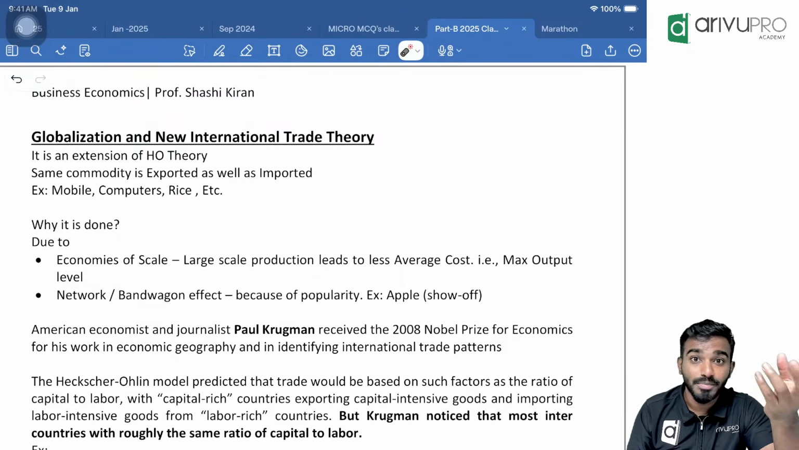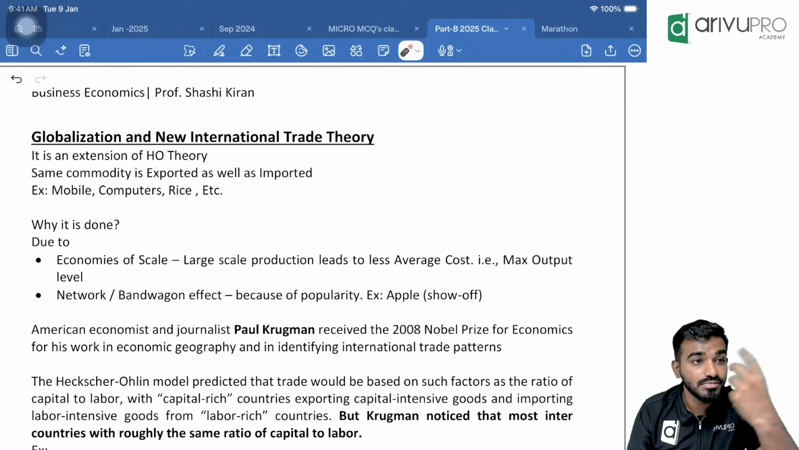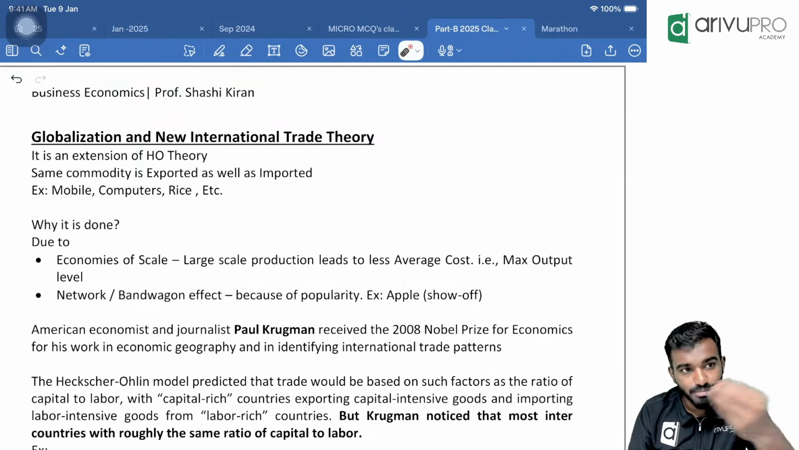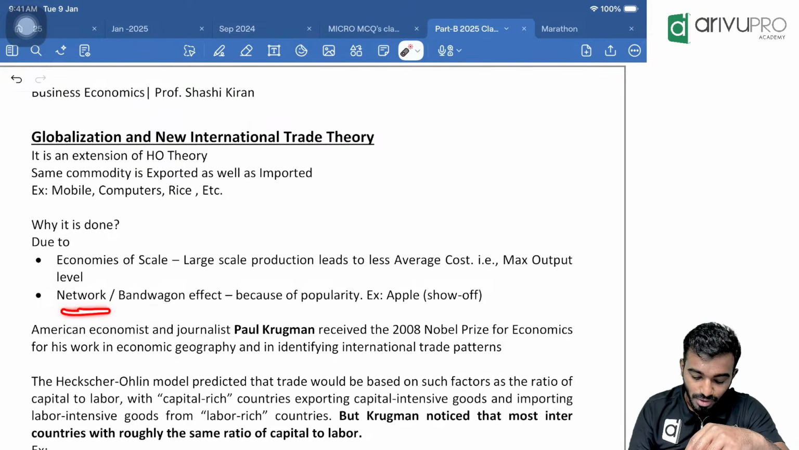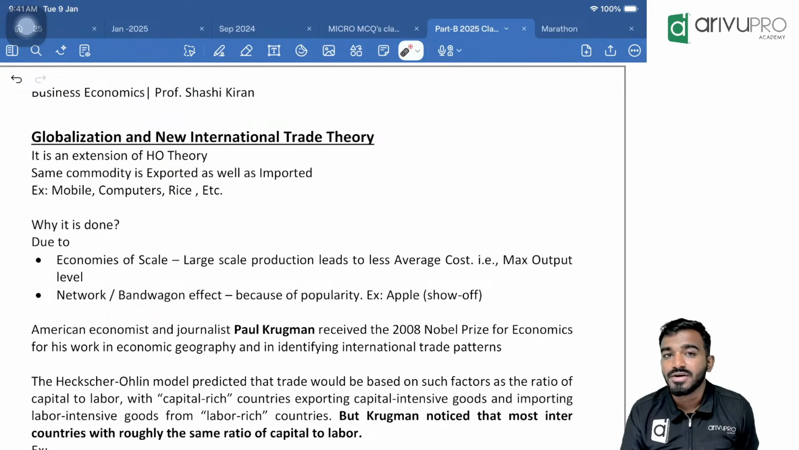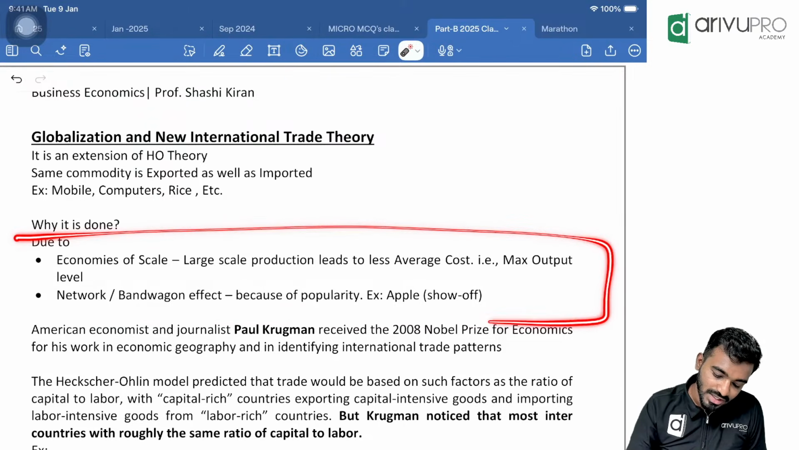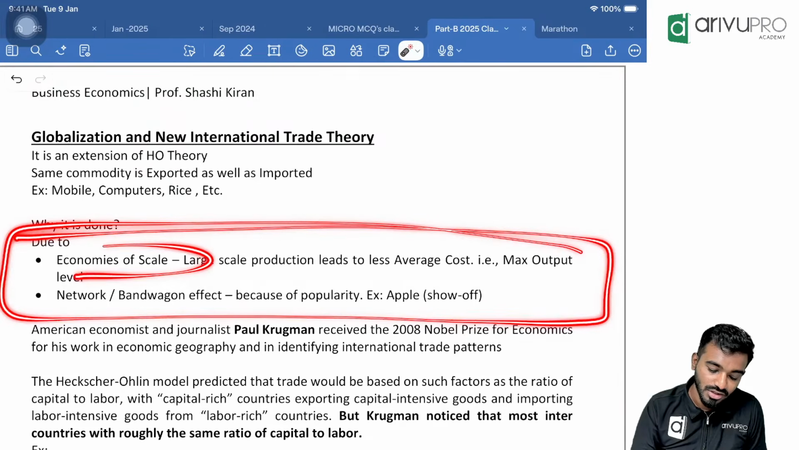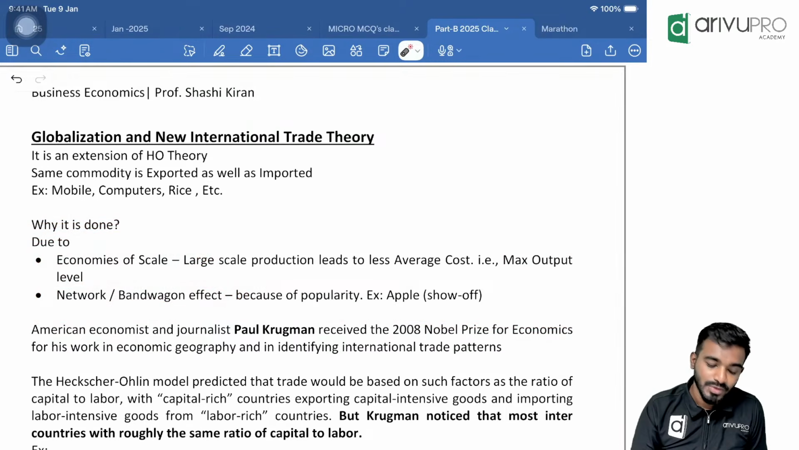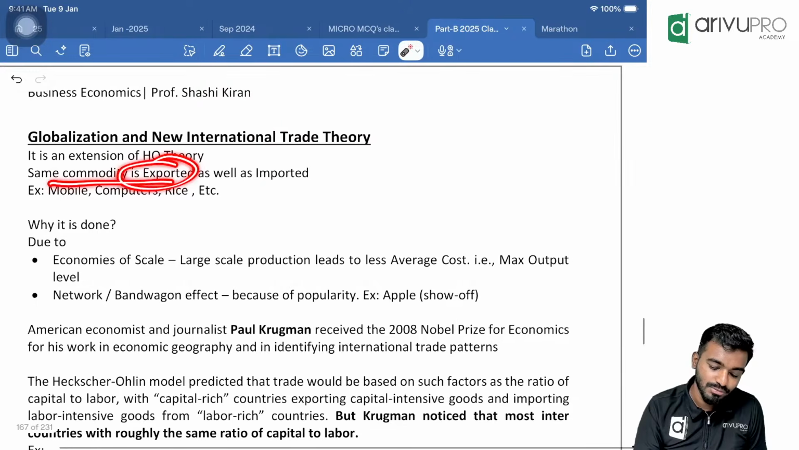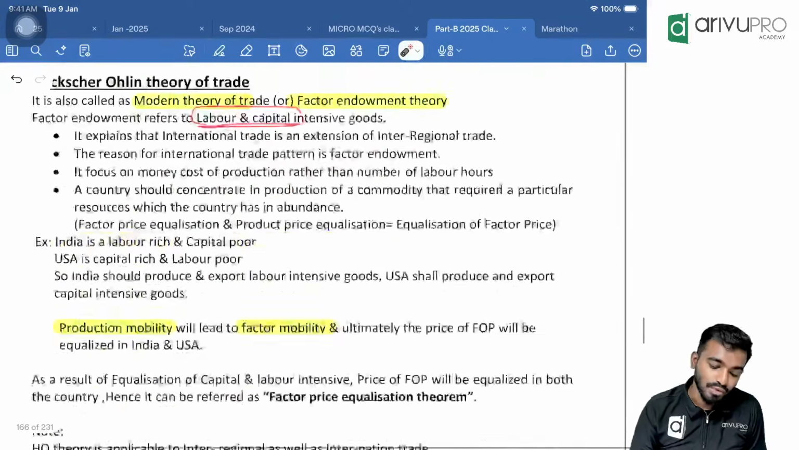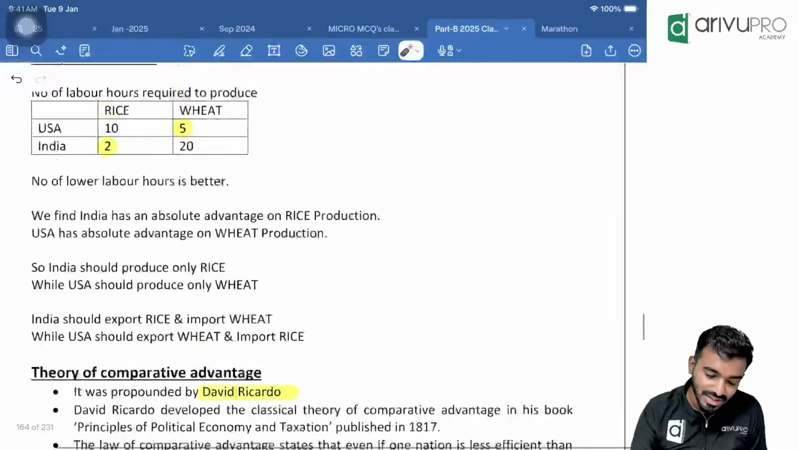And because of popularity, I need Adidas shoes only, Puma shoes only, Nike shoes only. Because of its popularity, Onitsuka Tiger from Japan, we are importing. In India also we are manufacturing shoes, but still we are importing shoes. So because of its popularity, bandwagon effect or network effect, same product is exported as well as imported. So economies of scale and the network effect. So globalization theory is an extension of HO theory. Same commodity is exported as well as same commodity is imported. So these are the 5 theories of international trade.